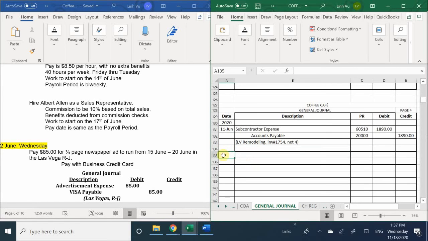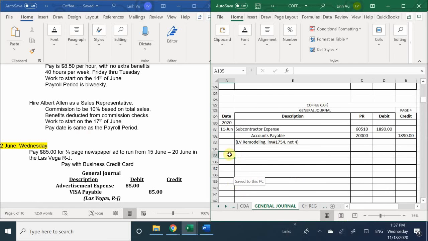All right, June 12th. Pay $85 for a 1/4 page newspaper ad to run from the 15th of June to the 20th of June in the Las Vegas RJ, business credit card. Wow, so we're finally going to start by making a charge to our Visa credit card. So how are we going to record this transaction?